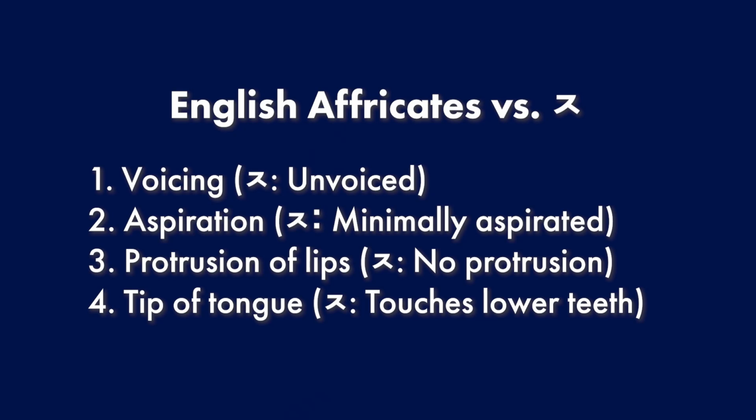So when we're comparing Korean affricates to English affricates, there are 4 things you need to consider. Number 1, there is no voicing. Number 2, it's minimally aspirated. Number 3, the lips are not protruding. And number 4, the tip of your tongue is touching your teeth. Now that was just the first consonant of the 3 that we're going to look at today.